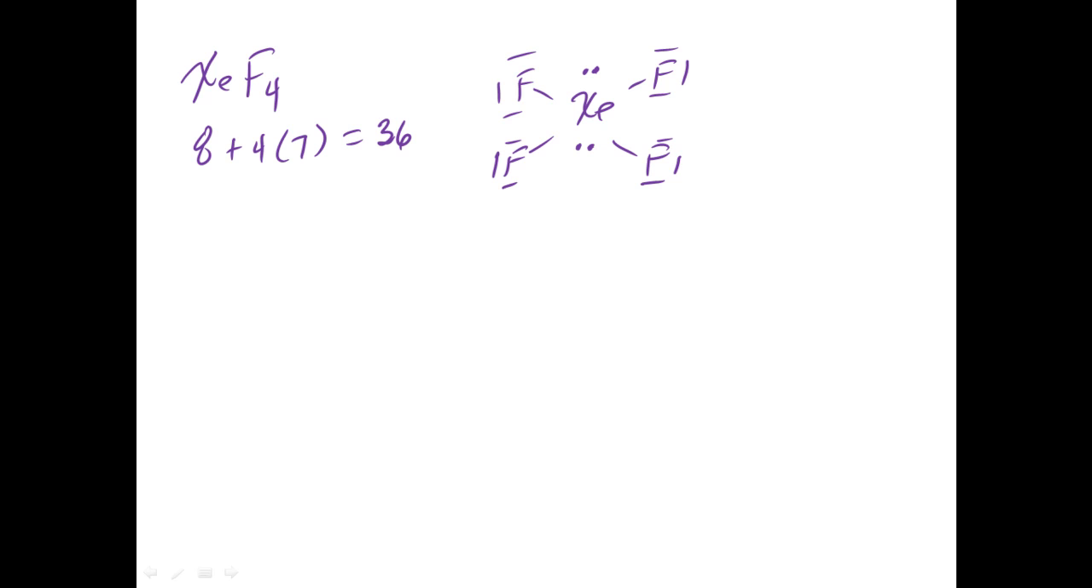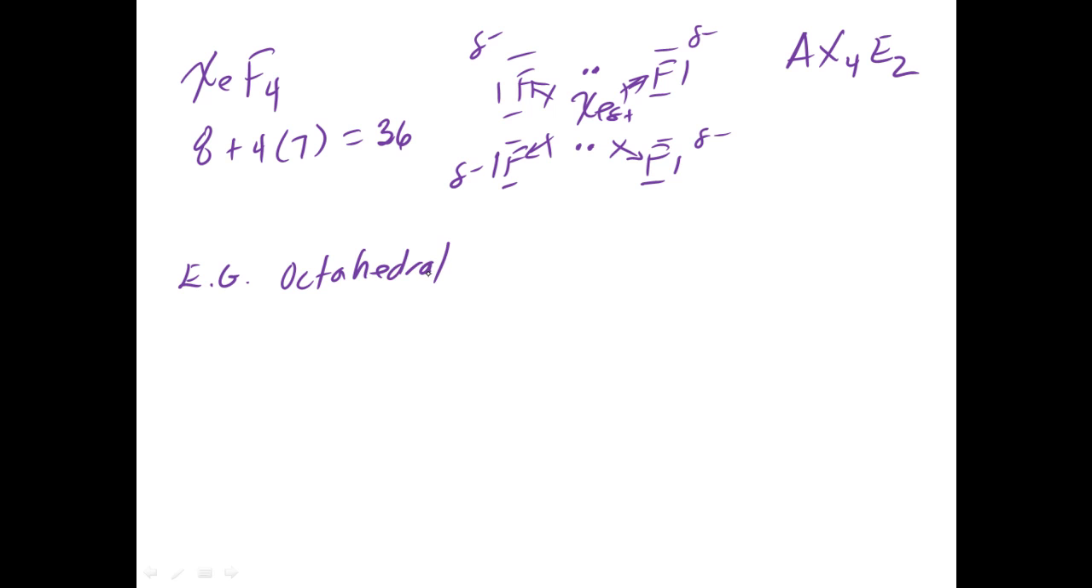Remember, the lone pairs, the extra pairs, always go on the central atom. So we know that the fluorines are more electronegative than the xenon. So partial negatives on the fluorines, partial positive on the xenon. So that does it for the Lewis structure. The classification for this would be AX4E2. All right. So the electron geometry for this molecule would be octahedral.